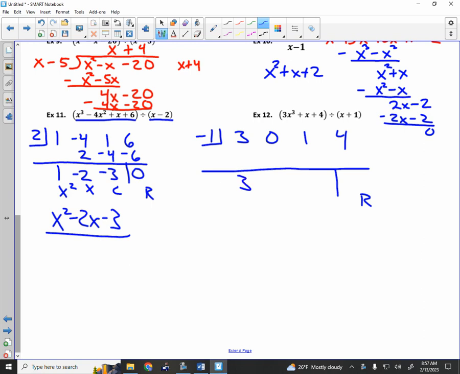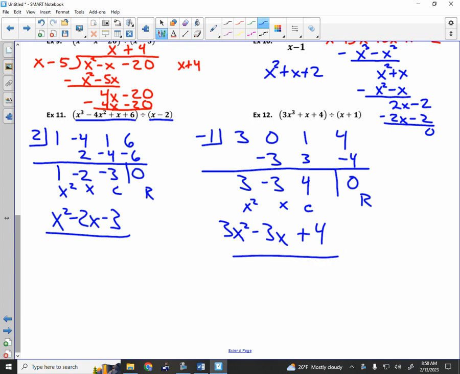We drop the 3. We multiply. Do I add or subtract? We add. That's why it's always nice. You get to add and not subtract. We multiply to get -3. We add to get 4. We multiply to get -4. We add to get 0. So again, we have a constant, an x, and an x squared. So your answer is 3x squared minus 3x plus 4. It's as simple as that.